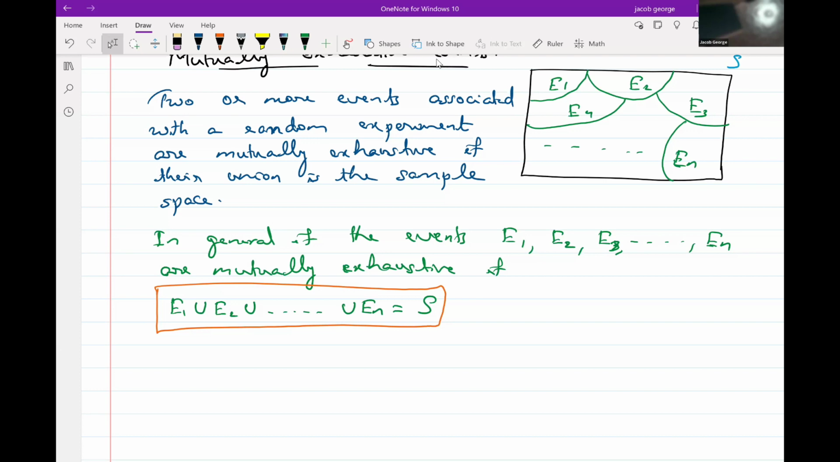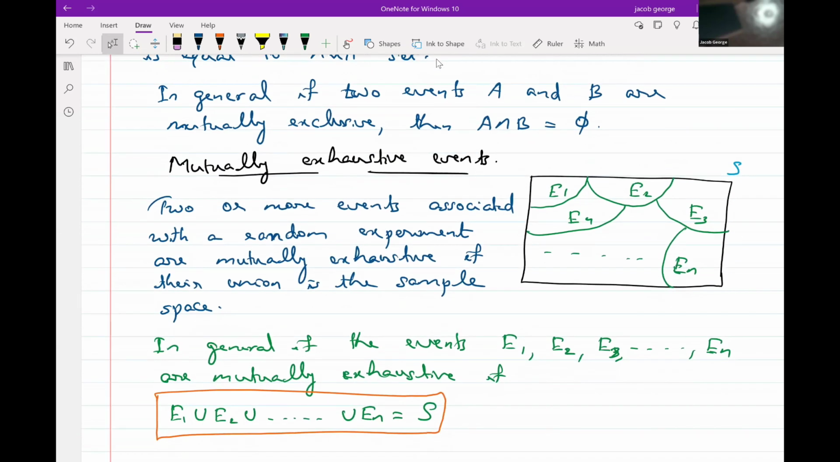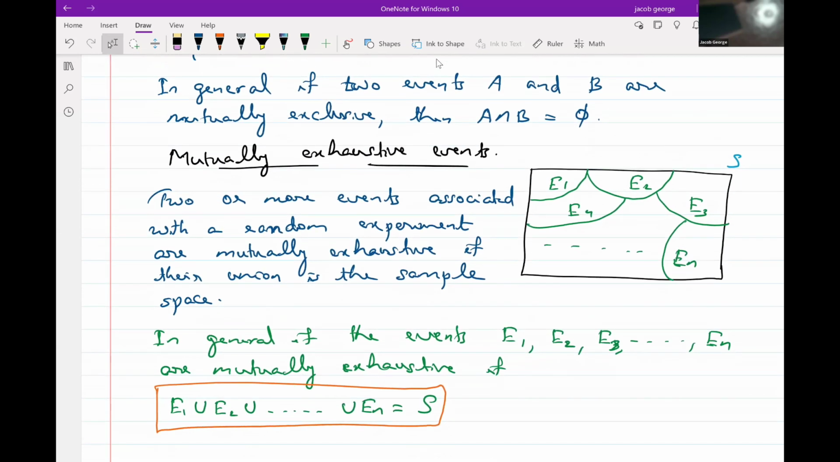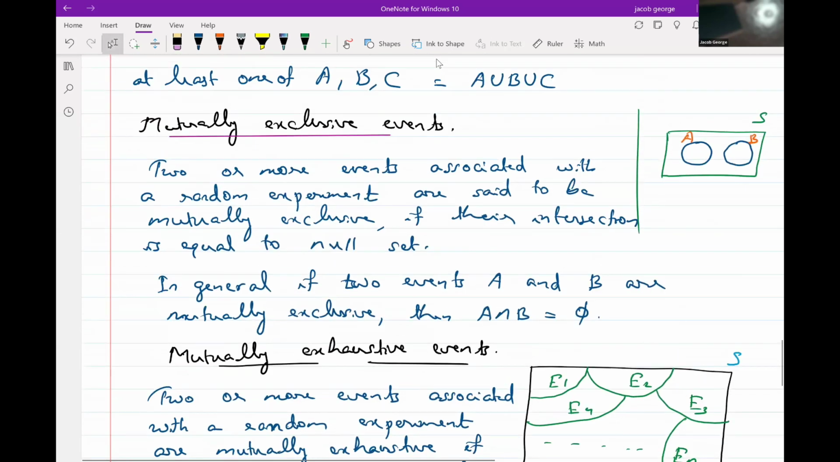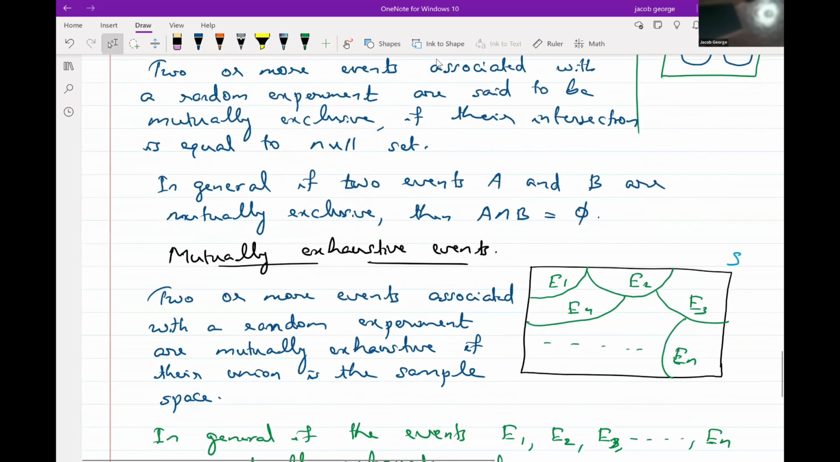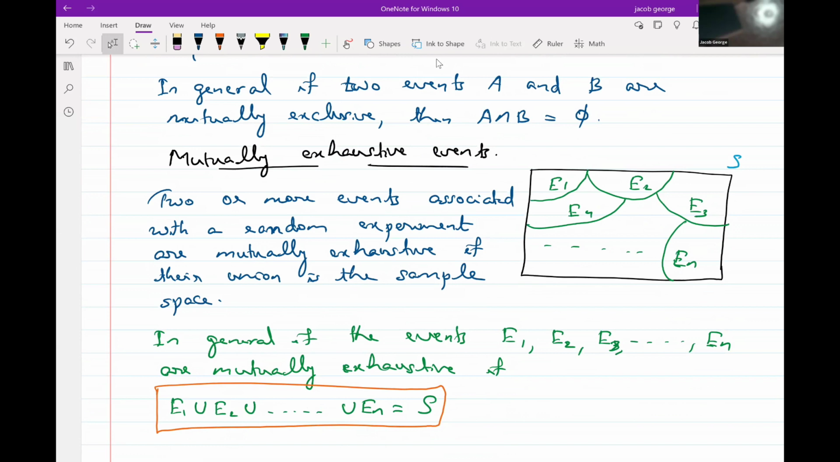Yes, is this clear still, the theory part? Any doubt? The types of events, algebra of events, the set notations, then the two additional definitions, mutually exclusive events and mutually exhaustive events. Okay, so hope you all completed till here.